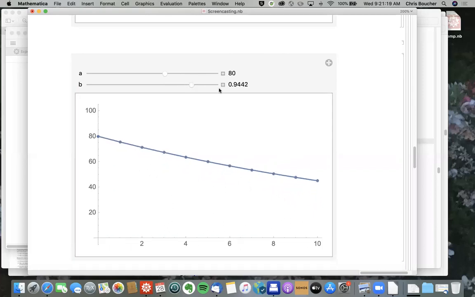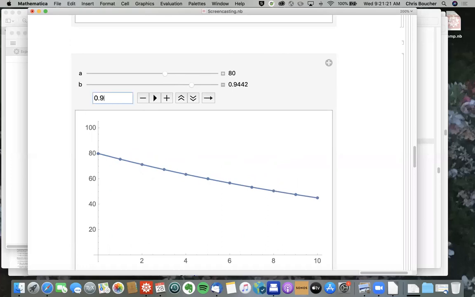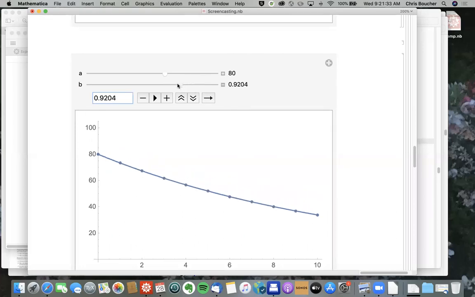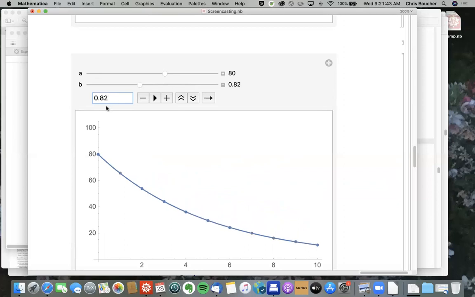If I move this up, let's say to 0.95, now it's only declining by 5% per time period instead of 10%. And so the curve doesn't go down as sharply. On the other hand, if I shrink B, the decay becomes more rapid, right? Now I have something that's declining by, let's say 0.82. So that's declining by 18% per time period.